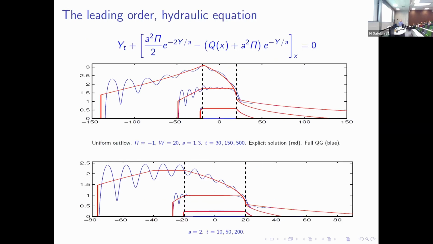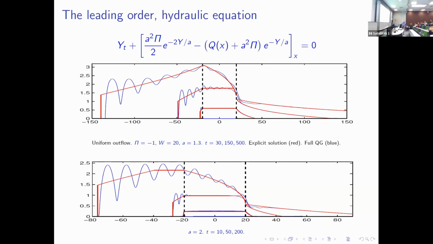And that's the equation at the top. It's first order, so it's a hydraulic equation. It's a first order PDE. This is our flux function here, and then we can integrate that. And as I said, I'll just concentrate on negative PV, where it does worst.